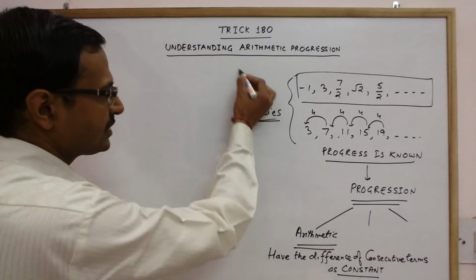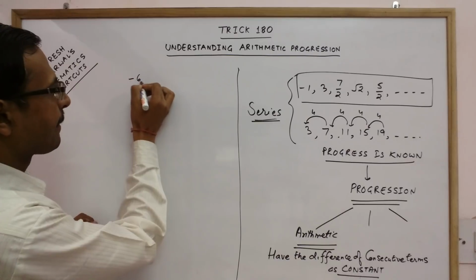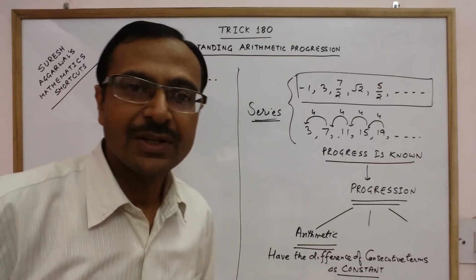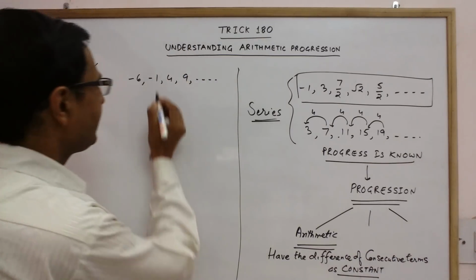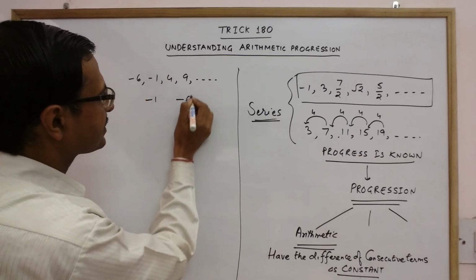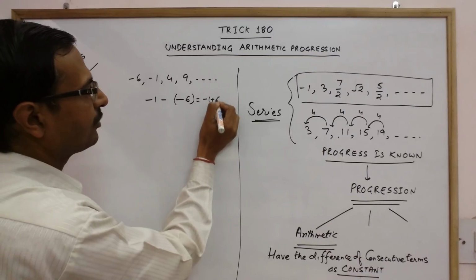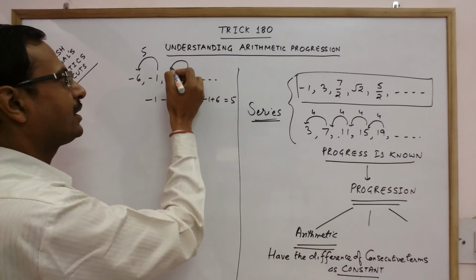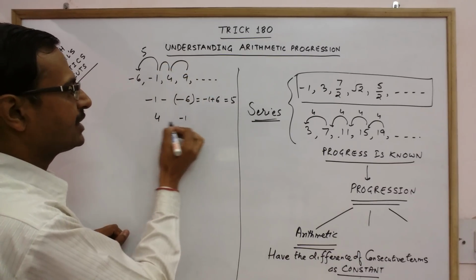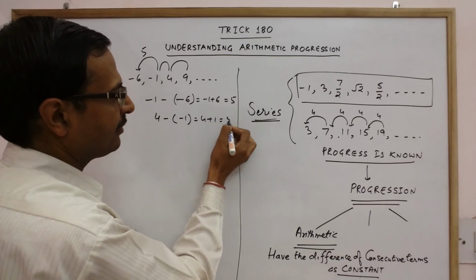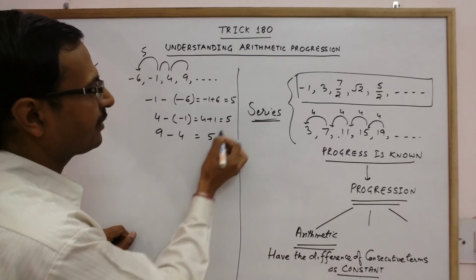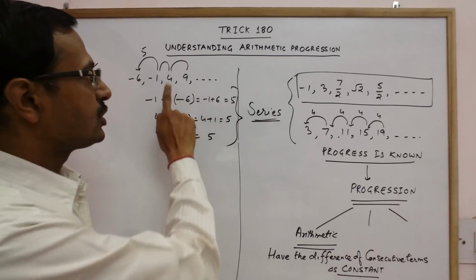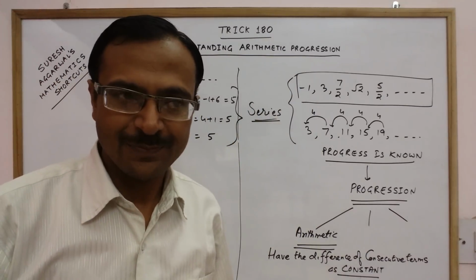Let us take one more example. Say we have -6, -1, 4, 9 and so on. Now let us check whether this is an arithmetic progression or not. If I subtract -6 from -1, I get 5. So this difference is 5. If I subtract -1 from 4, I get again 5. If I subtract 4 from 9, obviously I get 5. So the difference between consecutive terms is the same. So this series of numbers also forms an arithmetic progression.